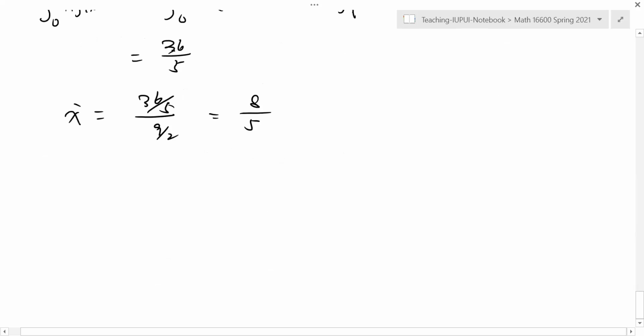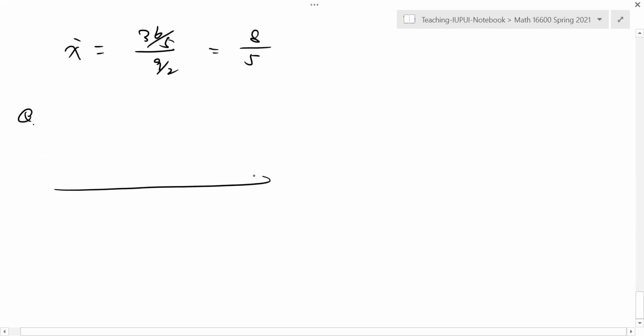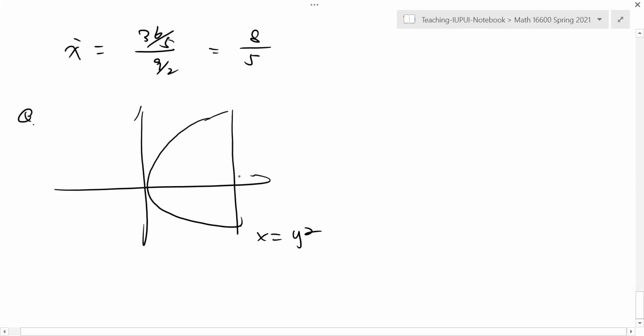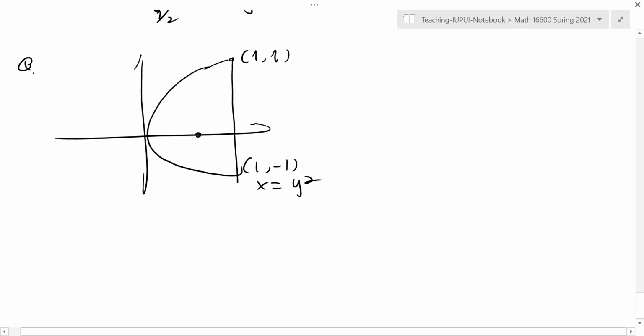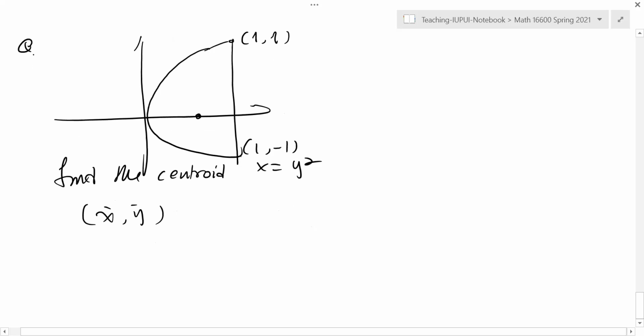There are some other problems that are maybe a little bit easier to do computation, for example, this one. I use a vertical line instead of this, x equals y squared and the intersection. When y is negative, x is positive. Now find the centroid. First of all, the centroid must be here, x bar, y bar.